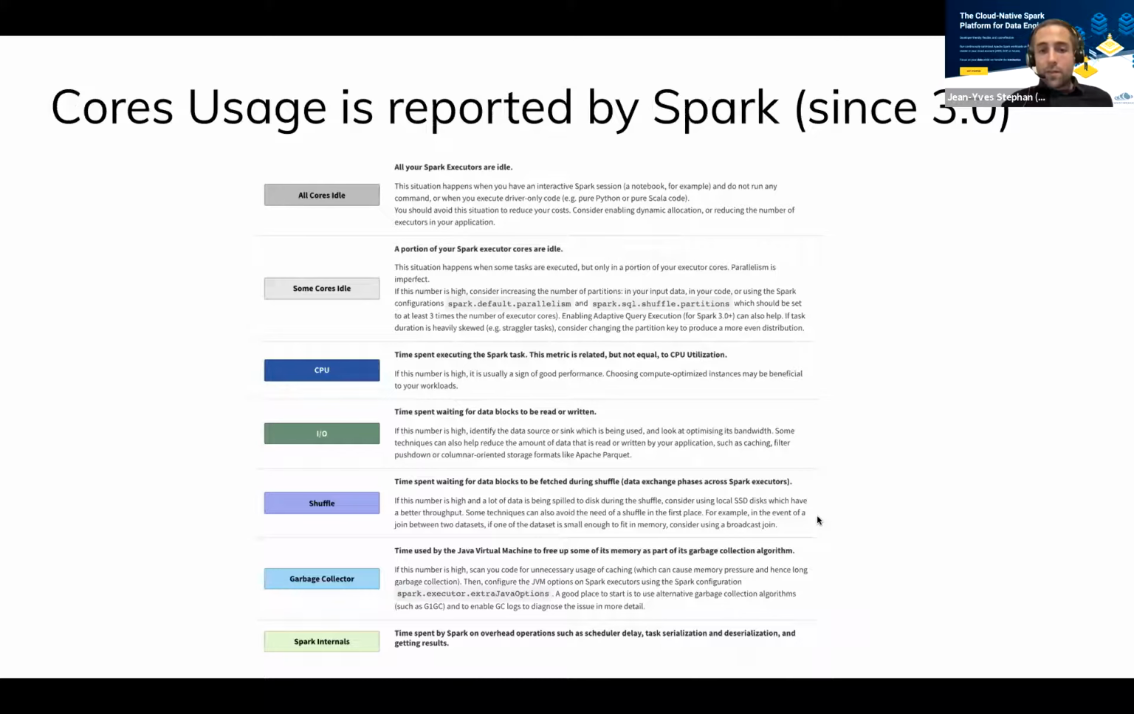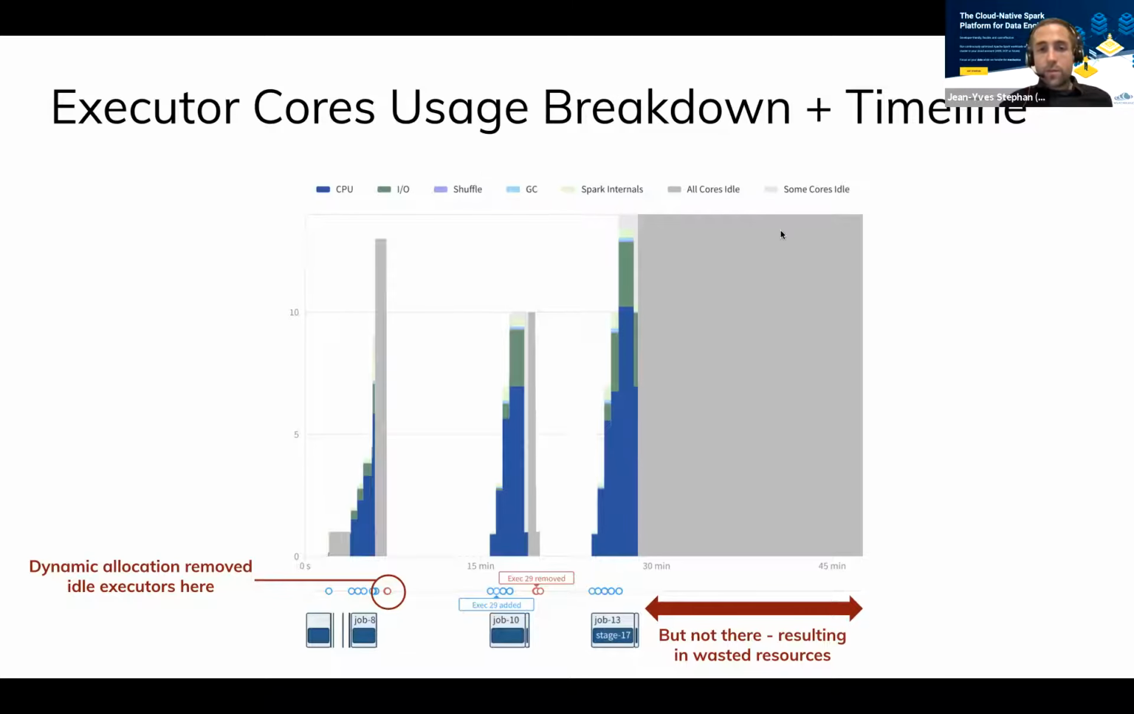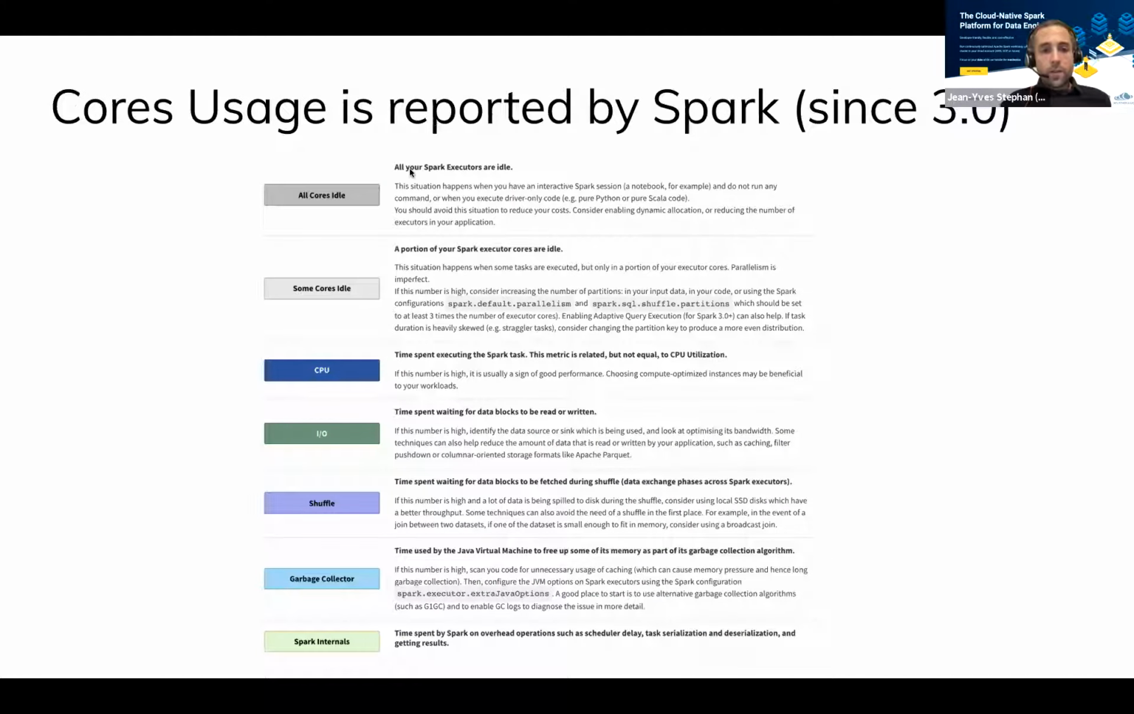Maybe to dive a little deeper into these different colors and these different categories we had there. So the gray ones are bad. The dark gray means that all cores are idle. So either your application is fully idle or you're doing driver-only work. The light gray means that some CPU cores are idle. So typically this can happen when you have this straggler situation, where you have maybe one core running a task and then the rest of the cluster idle, waiting on this task to finish.